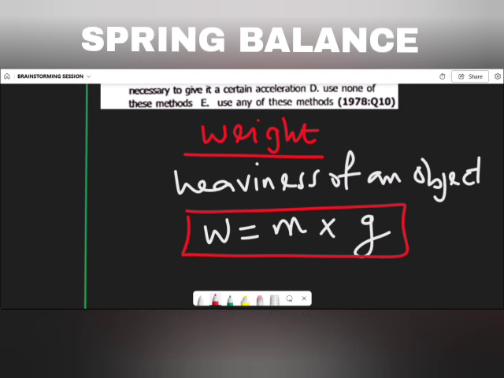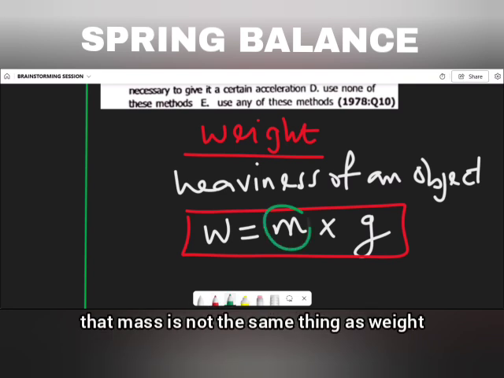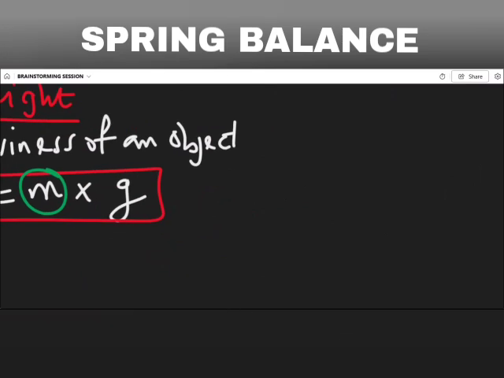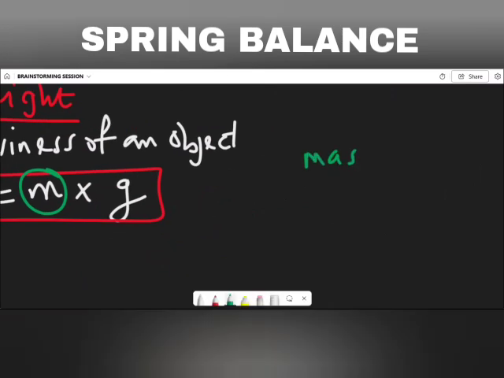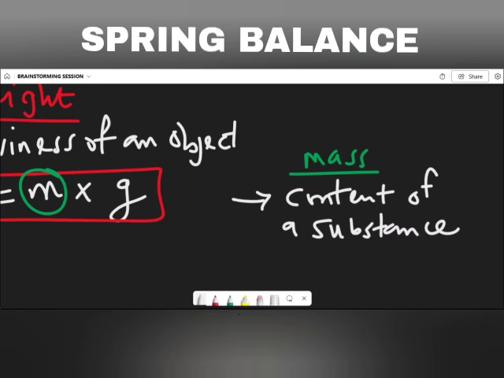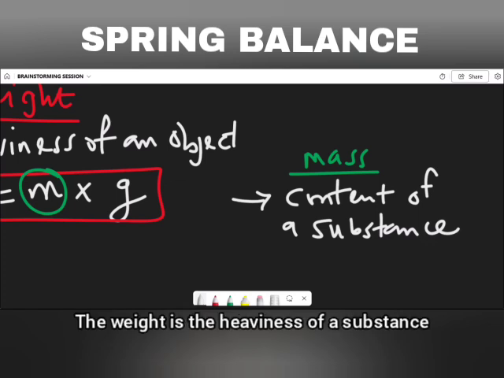Are you seeing that? Now, please have this in mind that mass is not the same thing as weight. Many people try to confuse that. Now, what is mass? Mass is just the content of a substance. Mass is the content of a substance. The weight is the heaviness of a substance.